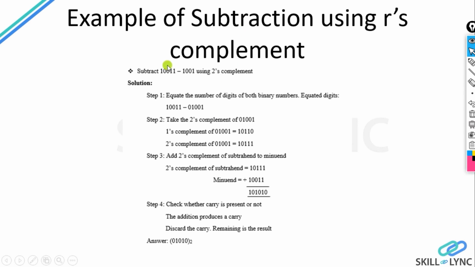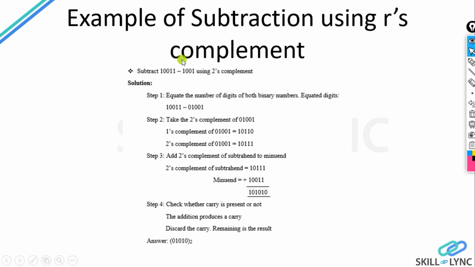Similarly, 8's complement for octal, 10's complement for decimal, and 16's complement for hexadecimal. Now, for example, it is x minus y. In x the number of digits is 5 and in y the number of digits is 4. So step number 1 says equate the number of digits both ways. So I am appending 0 to make it the same number of digits. Now it is 10011 minus 01001.